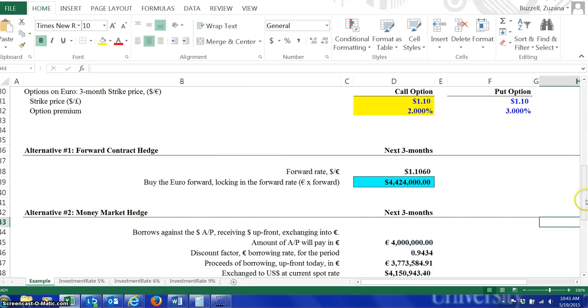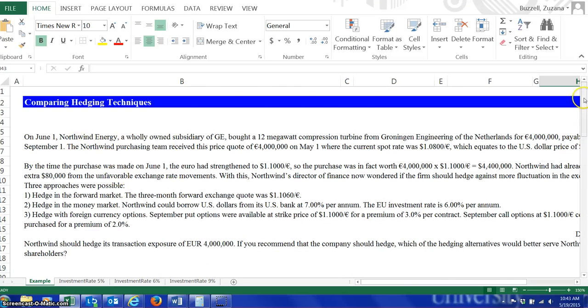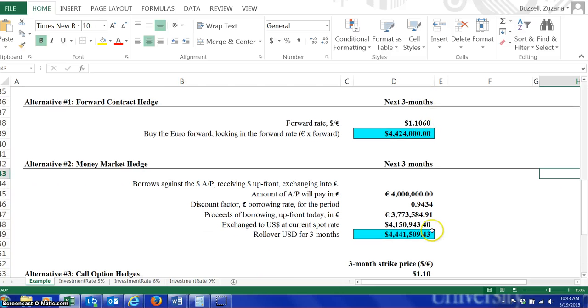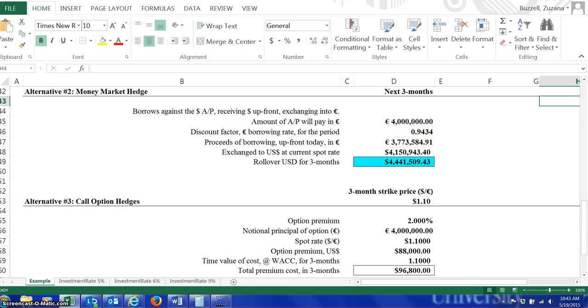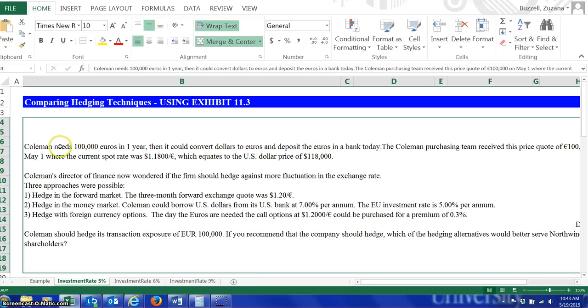So this example just gives you a Northwind Energy company, and pretty much look at what the results are supposed to be, like what is the number where, and so forth. Now, in our case, you will use Coleman, and as you notice, the amounts are the same as in the textbook in exhibit 11-3. So you start with 100,000 euros, and you are purchasing something and you have a year to pay it off in the euros.